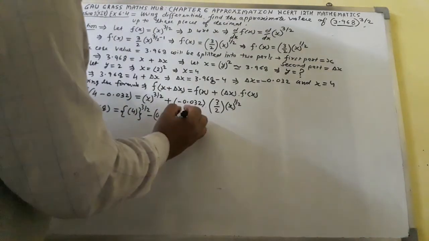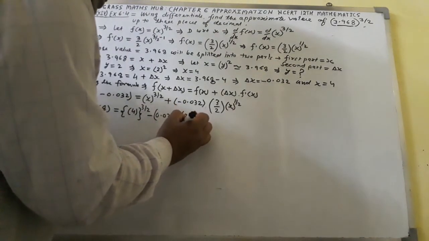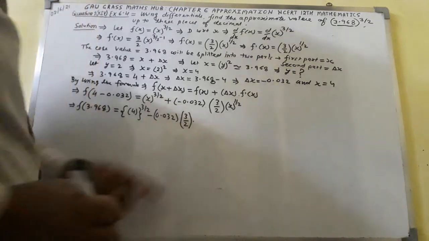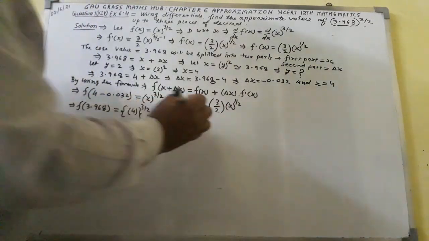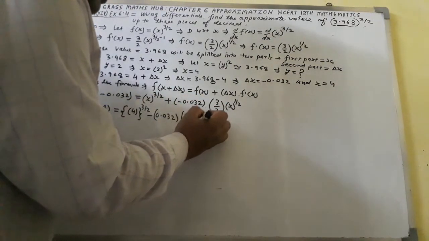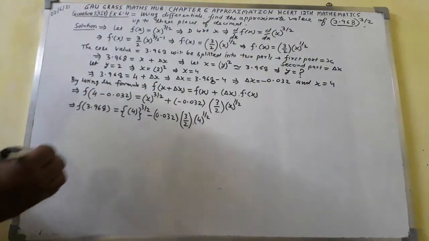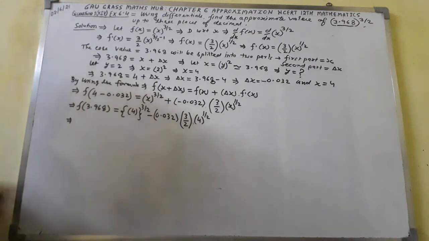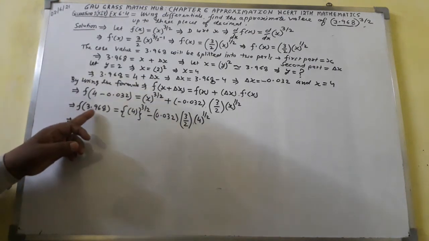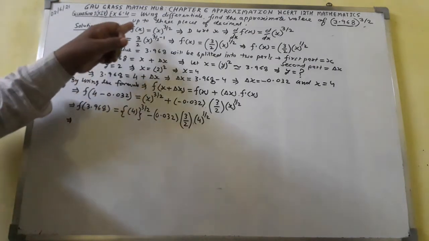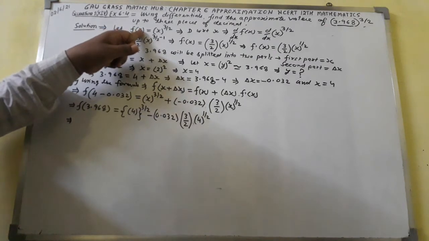Dot, don't write here. 3 over 2. Here the value of x I shall write as 4 raised to the power 1 over 2. This one. Okay. Now what will we do here? Here f of 3.968, put the value x equal to 3.968.